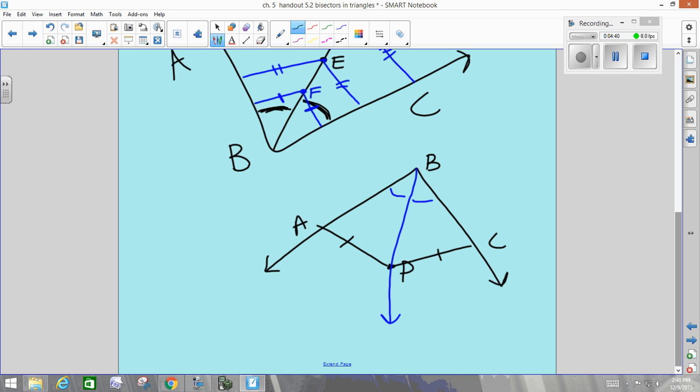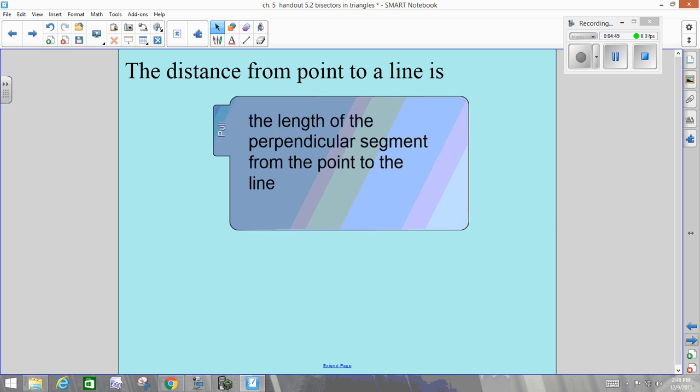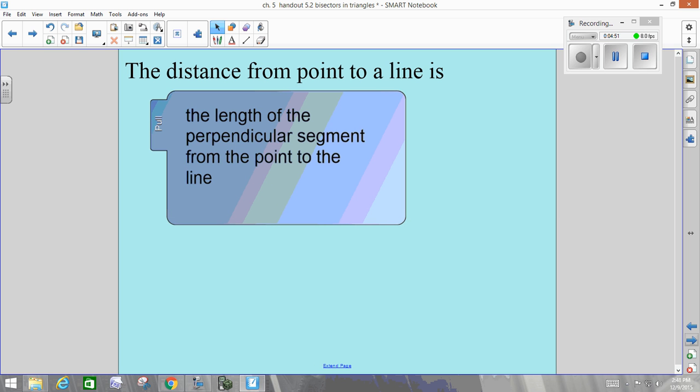All right, hopefully you had flipped it over and you're at the bottom of page 2 where it says the distance from a point to a line is the length of the perpendicular segment from the point to the line. It's the length of the perpendicular segment from that point to the line.